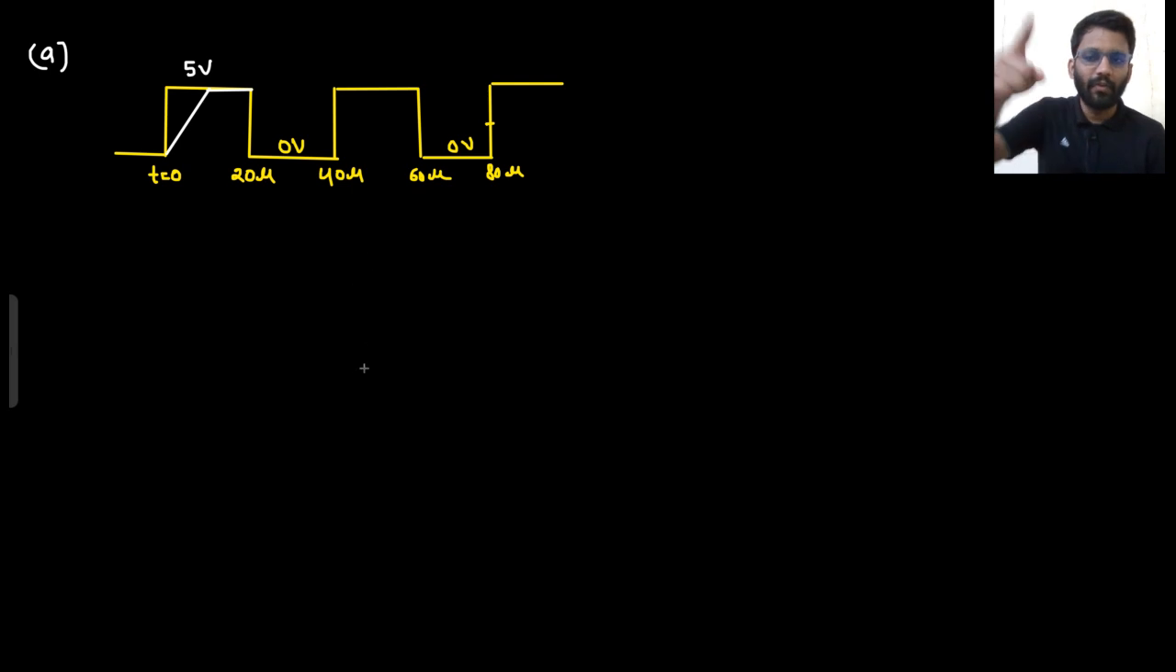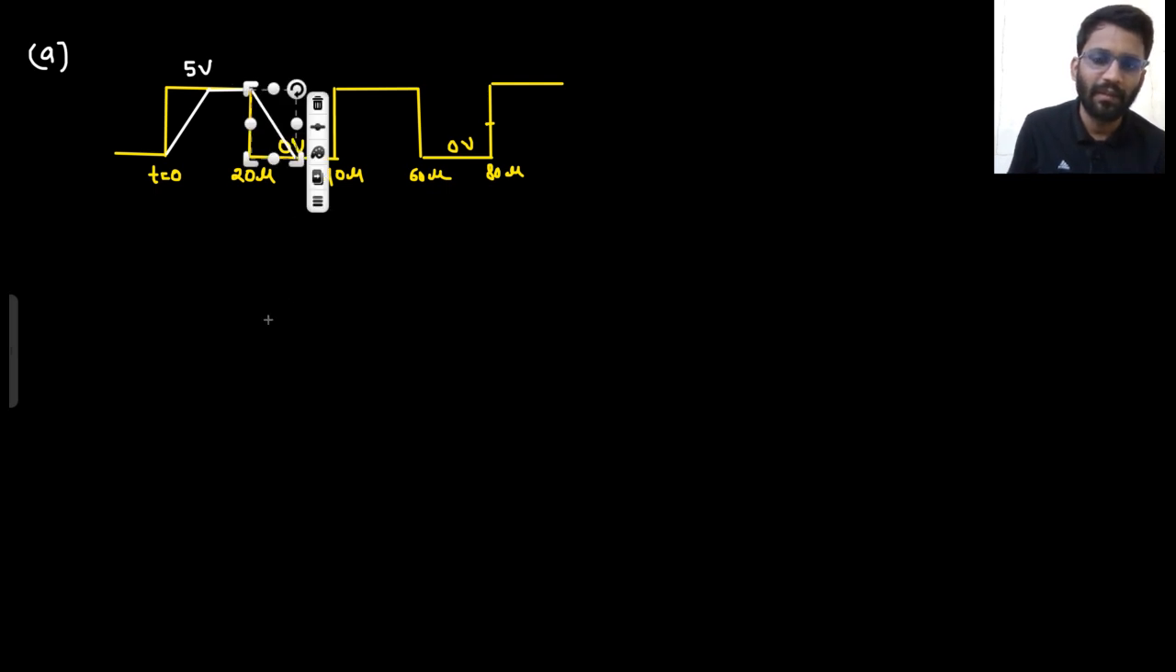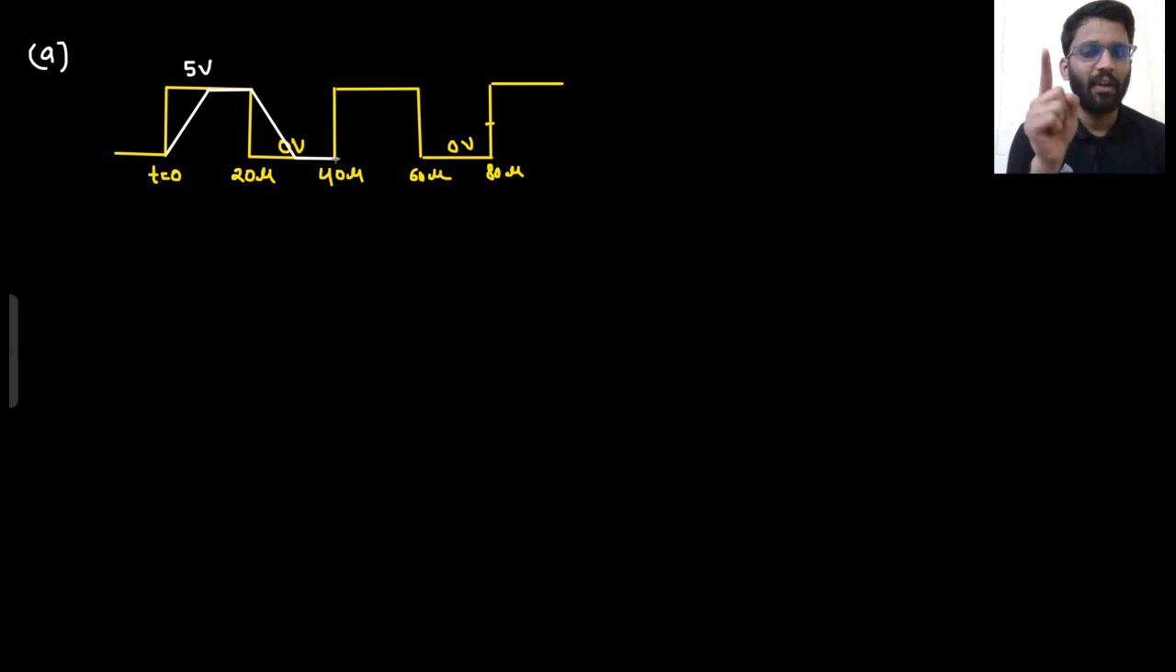Then again my output will try to go to 0, but it will take 10 microsecond. Then again after 10 microsecond it will remain there. Then again my output is trying to go to 5 volt, but it will take 10 microsecond. It will remain at 5 volt only, but again my input is 0 volt. Then again my output is trying to go to 0 volt.